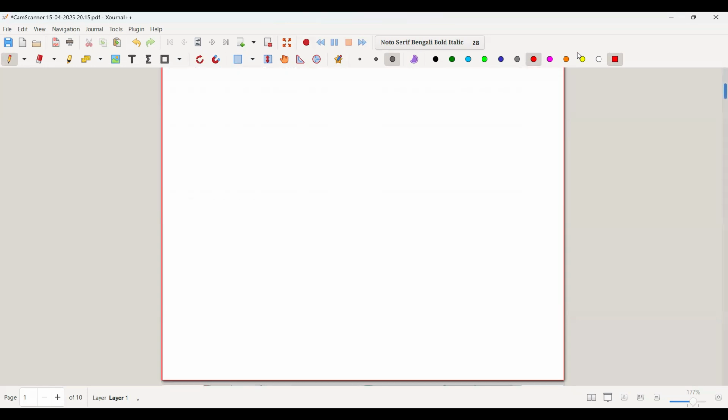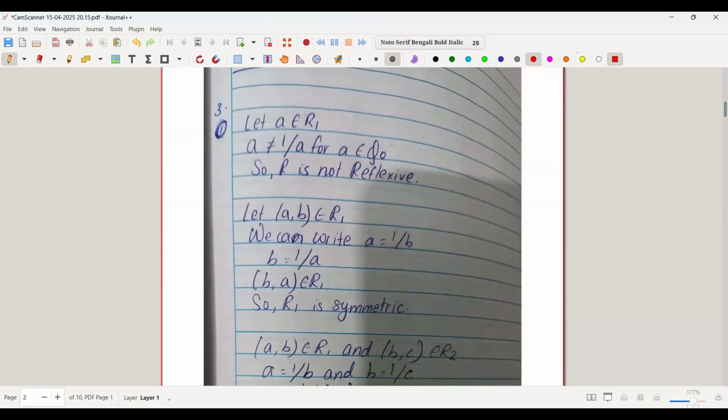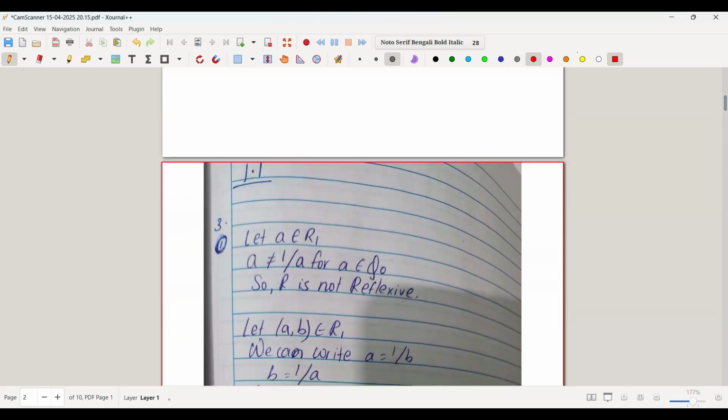Q0 means Q minus 0, because here it is defined as a equals 1 by b. Here b is not equal to 0, and when b equals 1 by a, also a is not equal to 0, because 1 by 0 is undefined. So Q0 means Q minus 0. Okay, let a belongs to R1.